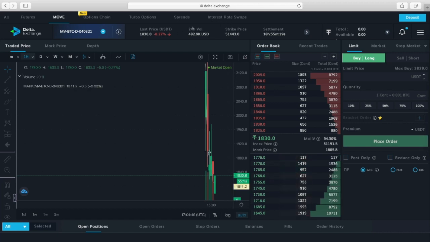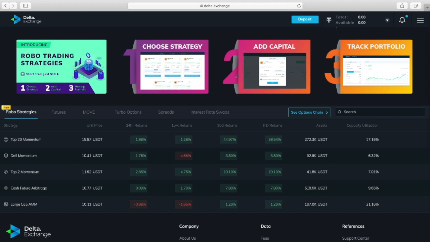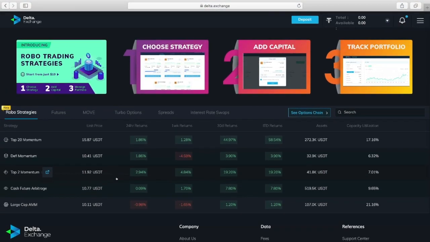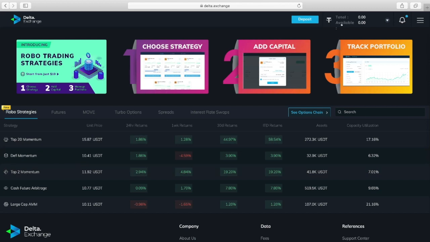So this is the volume, this is the last price, this is the strike price. This is how you can make a trade on this exchange. Clicking all, we have a Robo strategy, we have futures, we have move, a lot of things. These are the prices, 24-hour returns, 1-week returns, 30-day returns, and 90-day returns, and this is the asset and capacity utilization. So this is how you can trade on this exchange. This is your total and available tokens you deposited in this exchange.